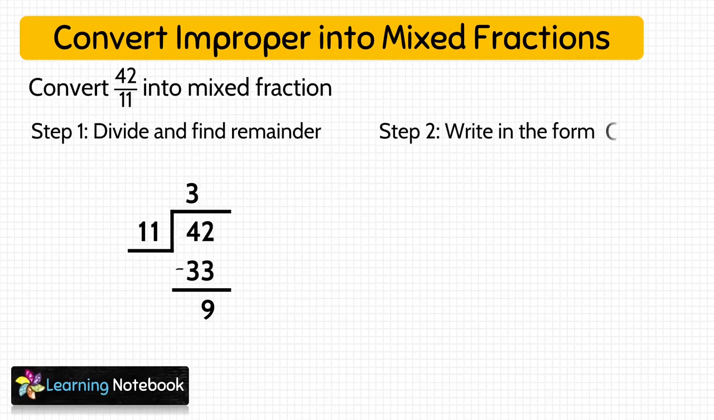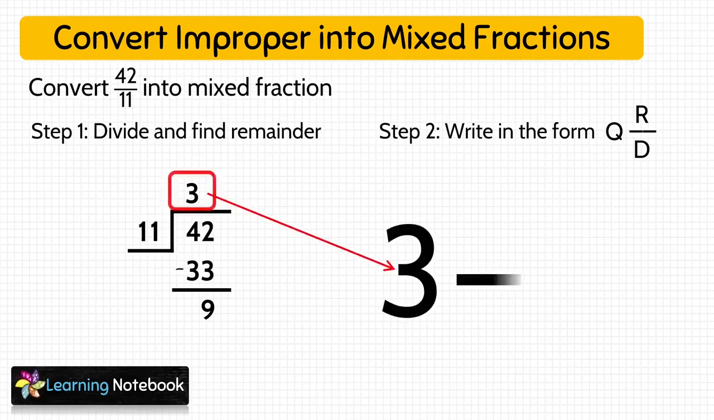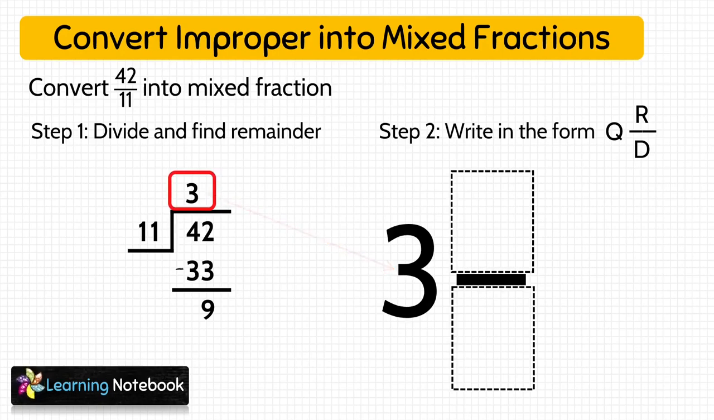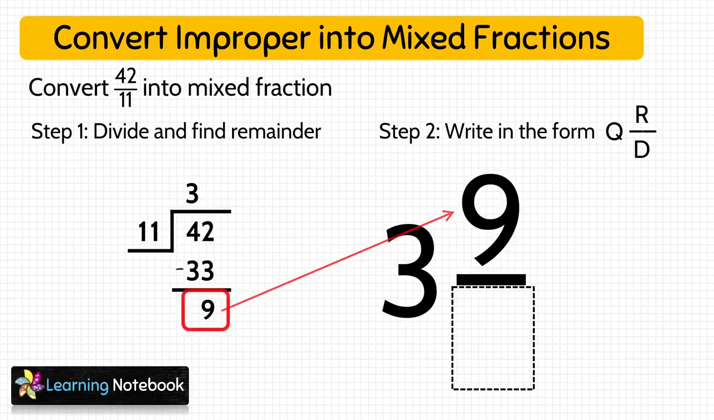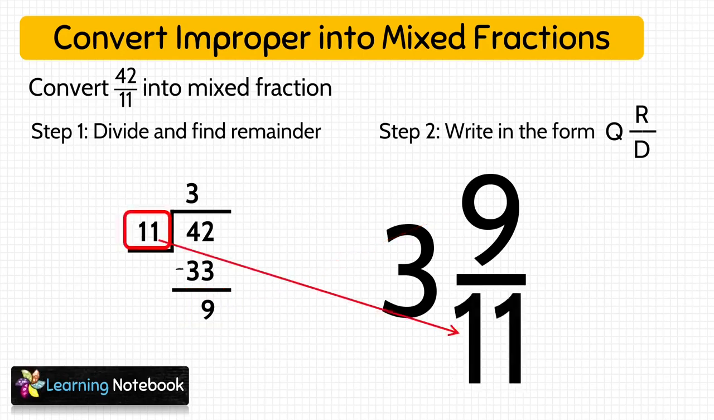Step 2 is write in the form Q R by D. So here we have found out that quotient is 3, remainder is 9 and divisor is 11. So students, we have converted improper fraction 42 by 11 into mixed fraction 3 9 by 11.